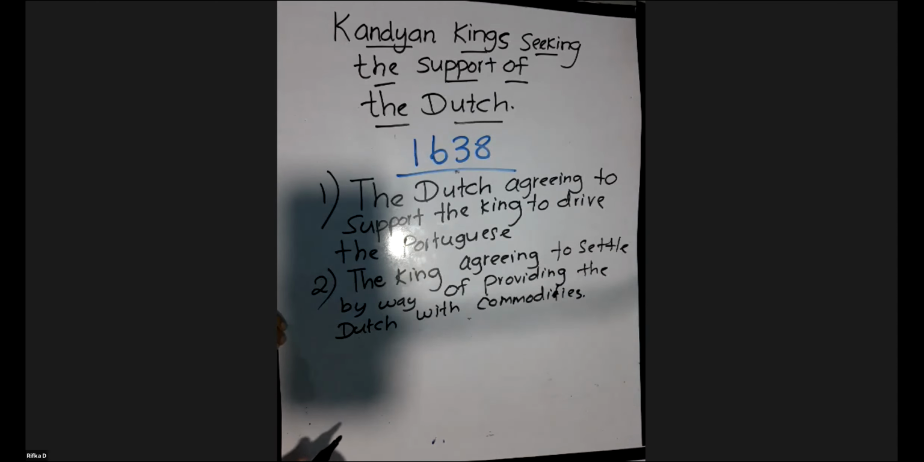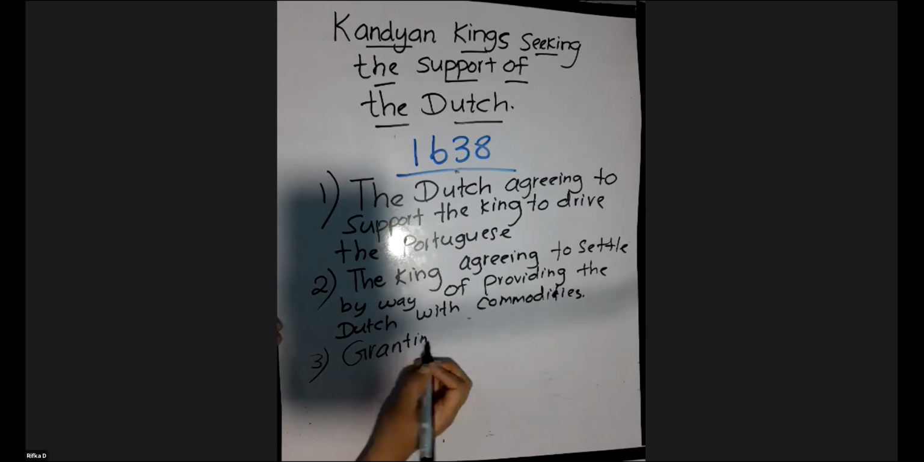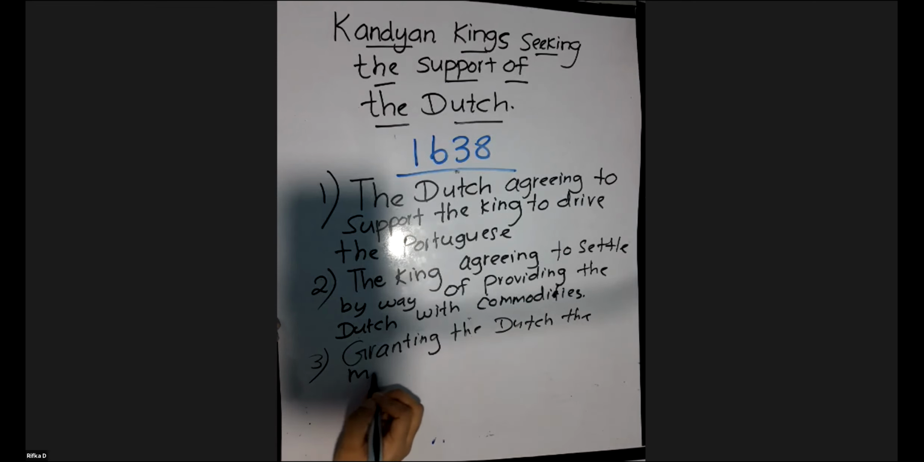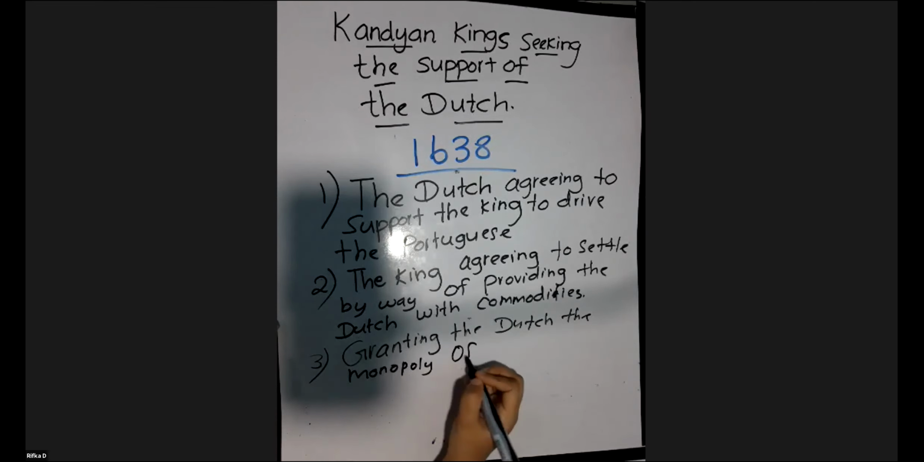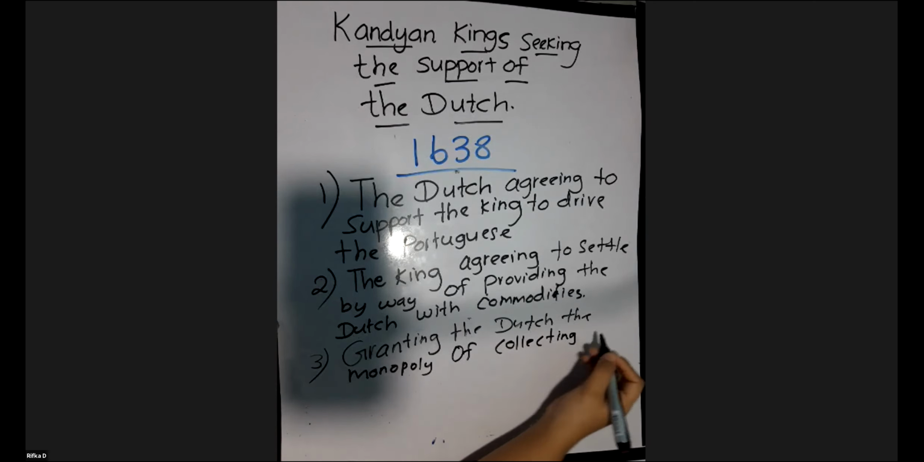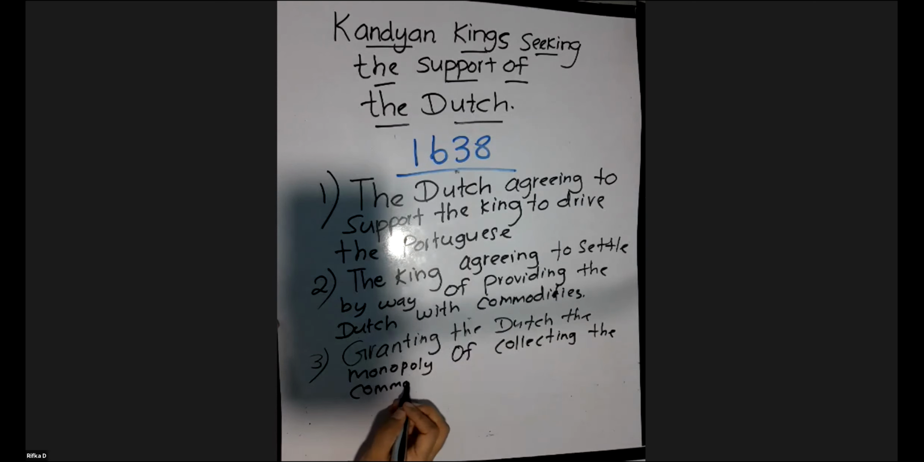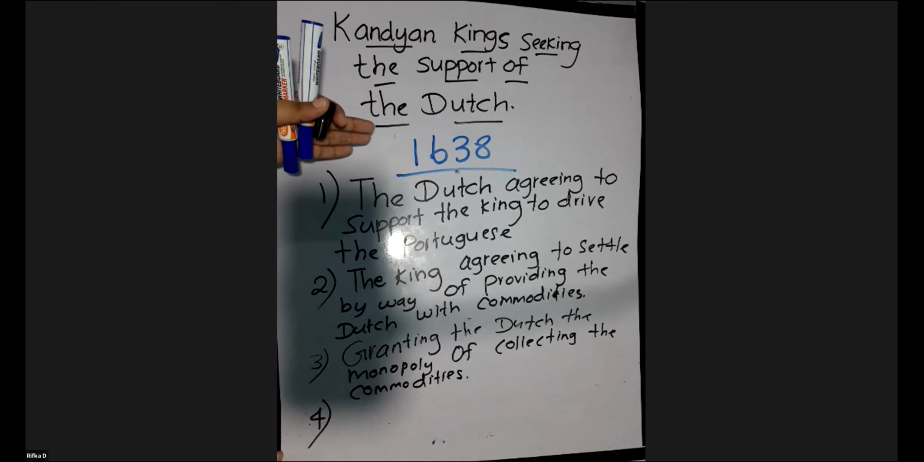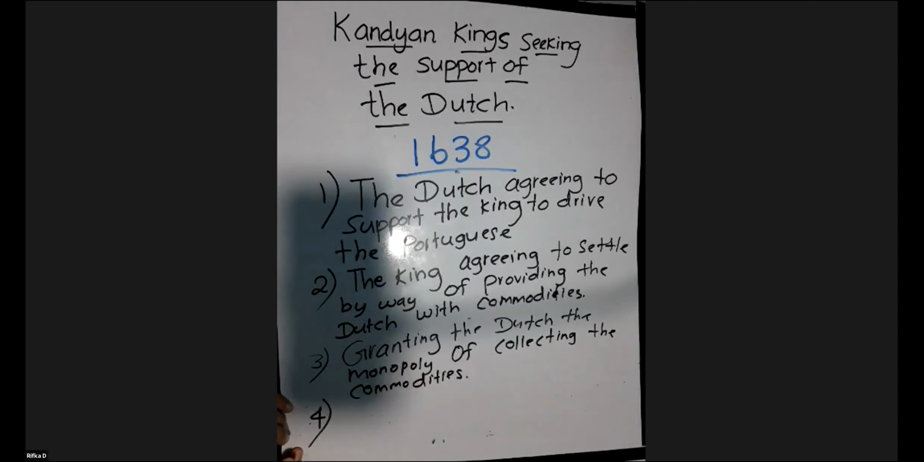Then, the third one, granting the Dutch the monopoly of collecting the commodities from the Kandyan areas, except for elephants. Fourth one only, very, very important. Yes, my dear, this year is very important. 1638, you remember, that is important. Fourth clause only, very, very important, children.